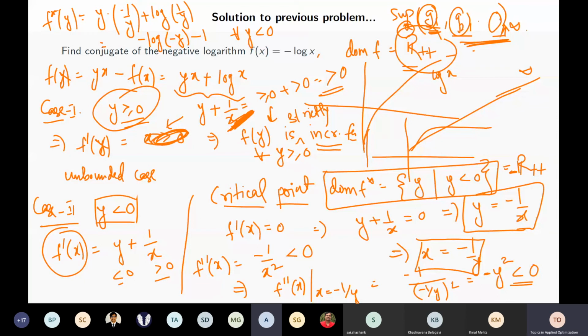Let us see. Hello, sir. Yeah. Yes, sir. Sir, for the case 2, for y less than 0, why did we differentiate with x instead of y? No, we are always differentiating with x.